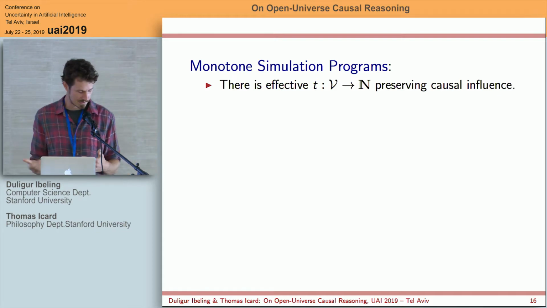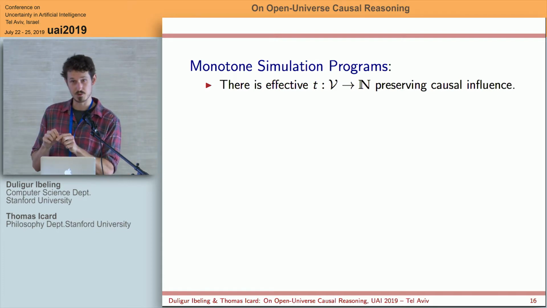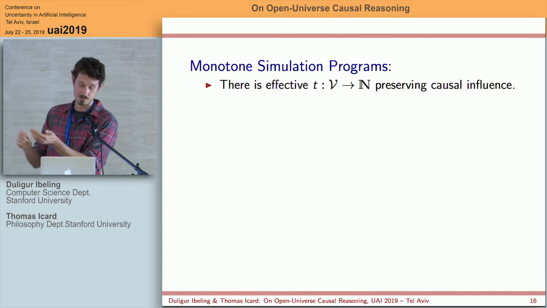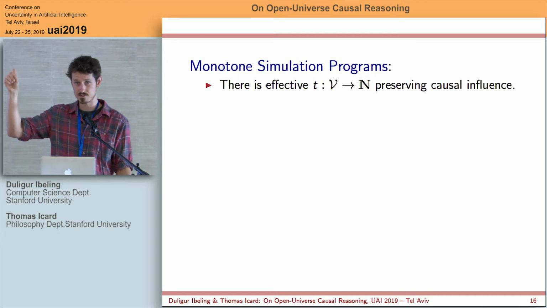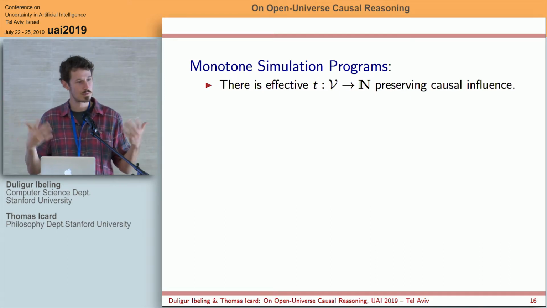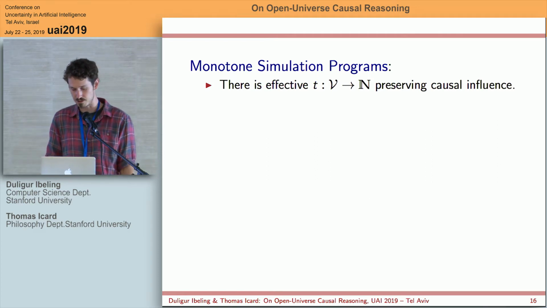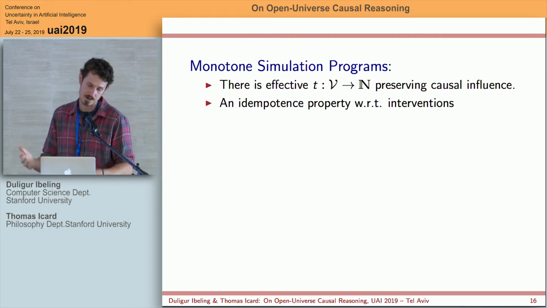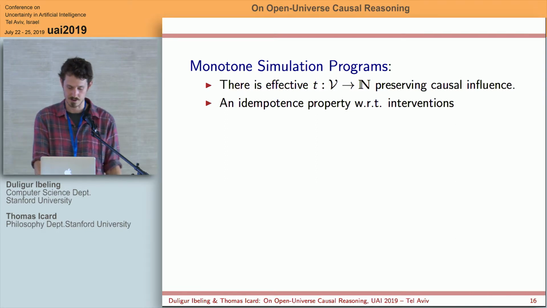But we assume that basically causal influence within the program, so one variable causally influencing another within the program, has to be in a certain sense acyclic and well-founded. So it's sort of respecting a kind of temporal structure. And then one more kind of technical constraint that we have on interventions.